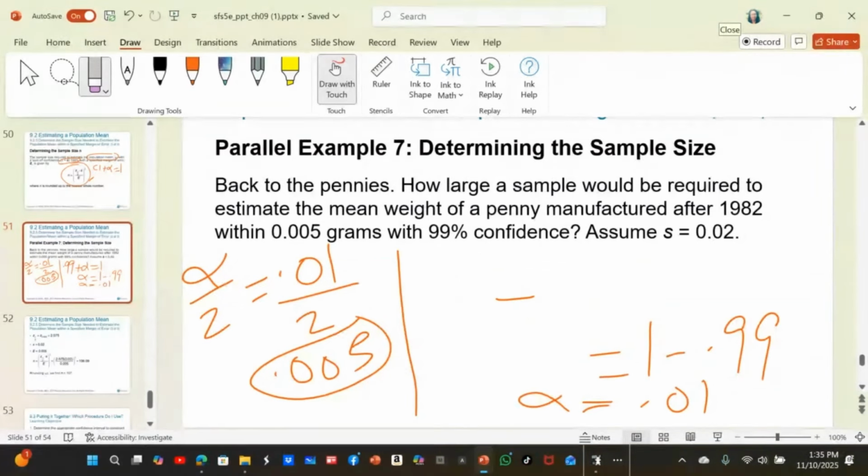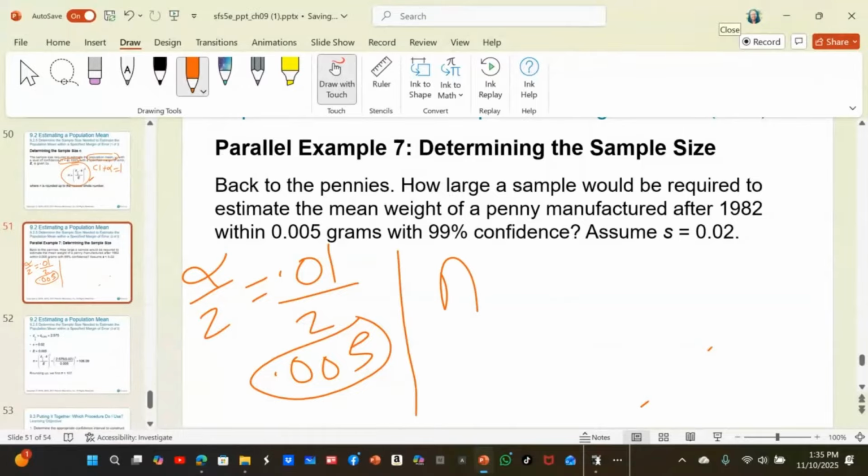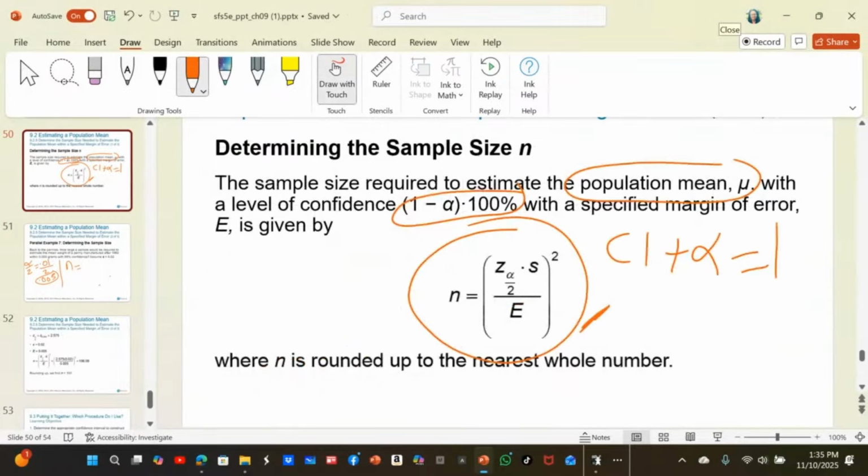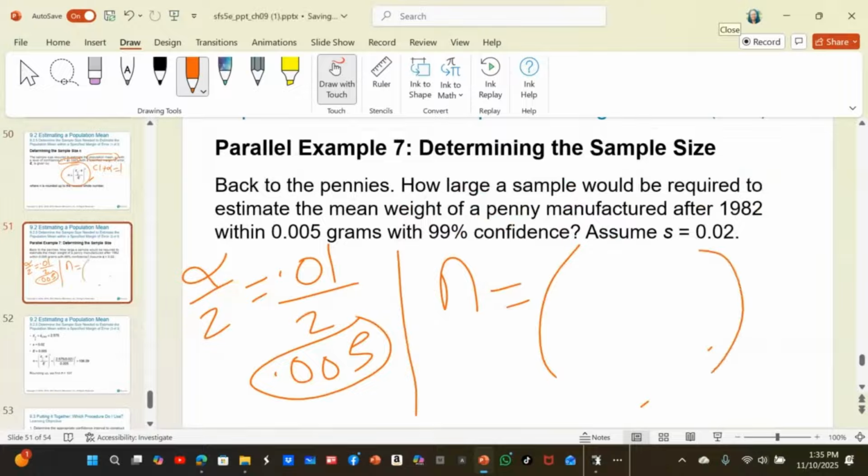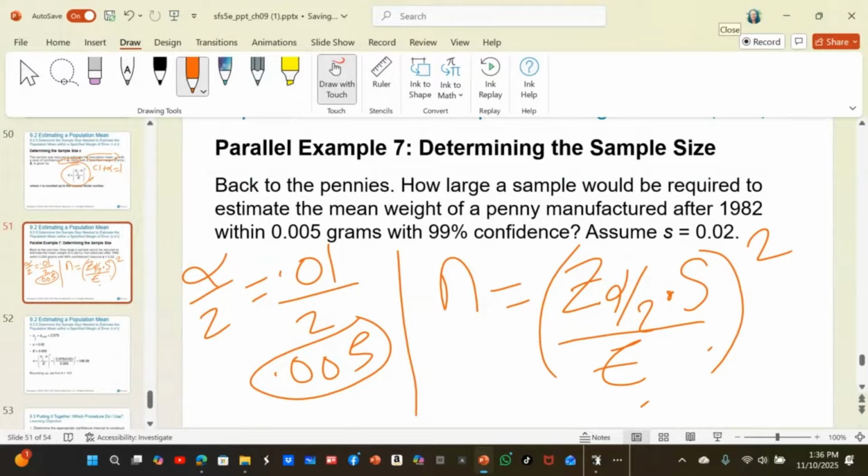All right, so we go back to that question and let's answer it using the correct formula. The sample size for the population mean is equal to parentheses. In the other one, we had PQ, but here we just have the critical value for alpha divided by 2, multiplied by the standard deviation given to you, all over margin of error, all squared. So for the sample size for population mean, it is critical value multiplied by standard deviation all over margin of error.